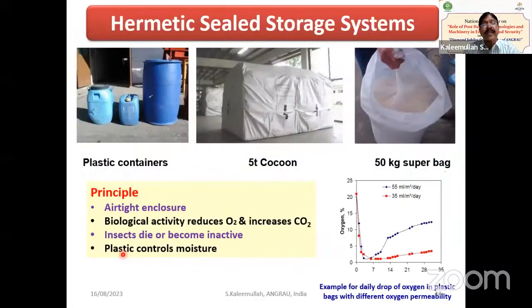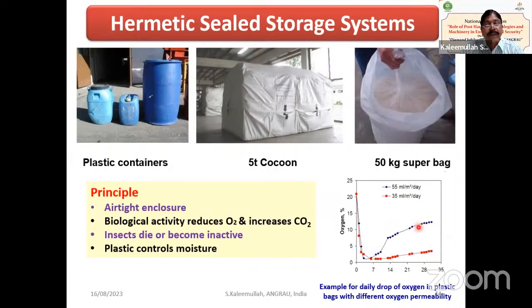And this is the hermetic storage system. These are plastic containers. 5-ton cocoons are available in the market. Like that, 50 kg super bags are also available in the market. The main advantage of these hermetic storage structures is that they are airtight enclosures. The biological activity reduces the oxygen and increases the carbon dioxide. That is the main advantage.